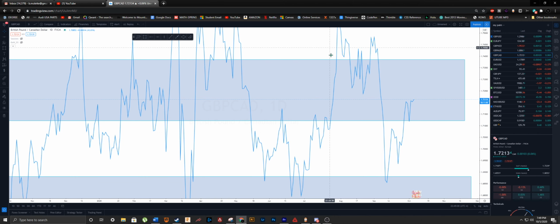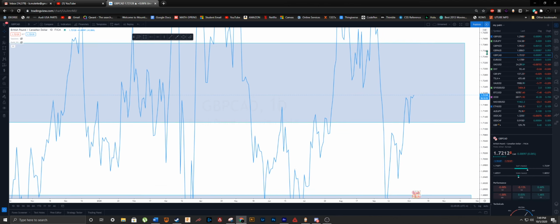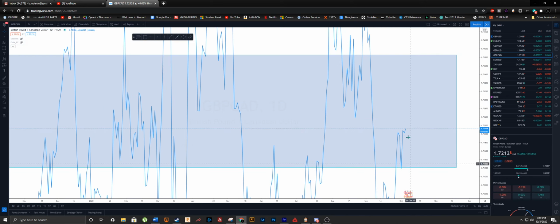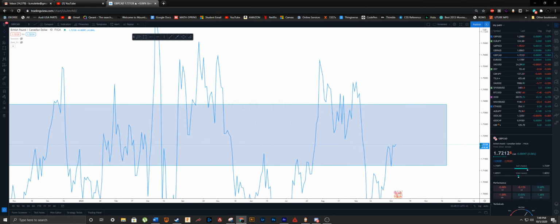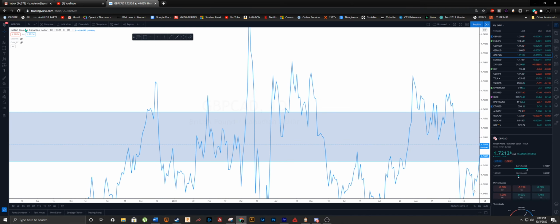It could be a few days that it stays in that zone, but to catch those big moves, this is what you're looking for. You want to use your support and resistance. You don't necessarily want to trade when price is doing a lot of up and down. That's called consolidation.